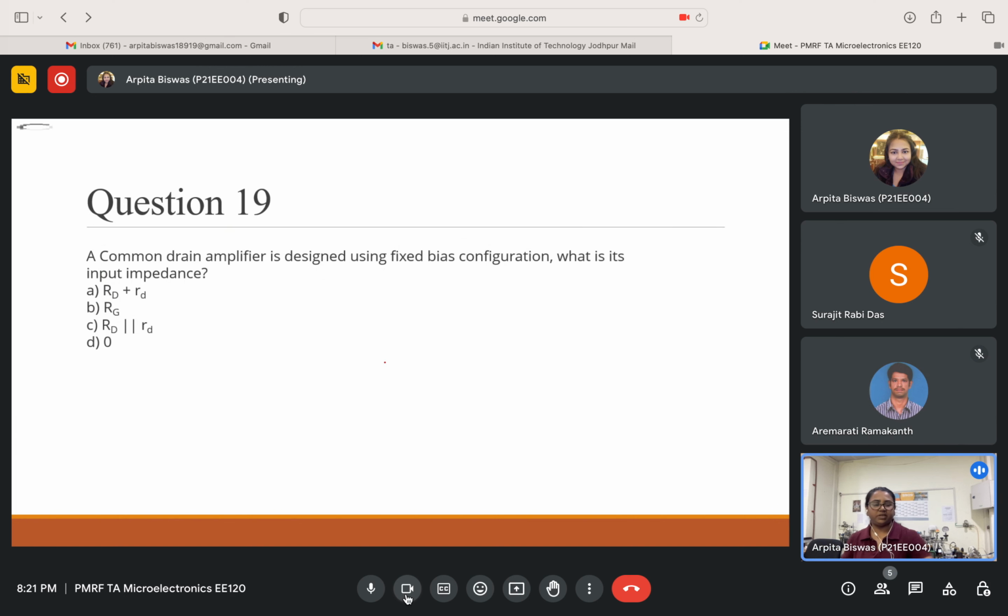This is the question number 19. A common drain amplifier is designed using a fixed bias configuration. What is its input impedance? RD plus small rd, or option B is RG, option C is RD parallel with rd, or option D 0.